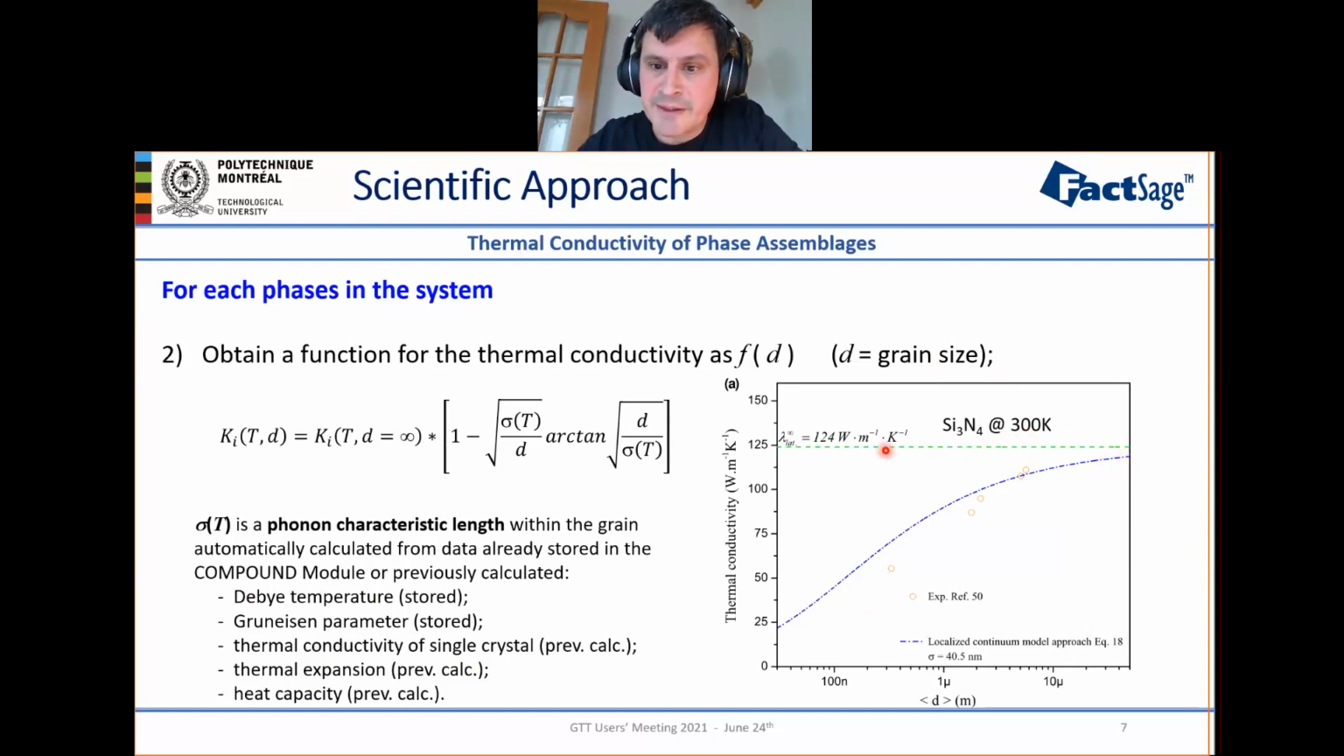Here you can see the case of silicon nitride at 300 degrees Celsius. When the grain size is infinite, you get the green line. And when you take into account the grain size with this function, you get an important deviation, which can halve or even lower the value of the thermal conductivity. It takes into account the grain size, the corrective term, and the sigma t function, which is a phonon characteristic length, which is computed with data that we already have or calculated previously, like the Debye temperature, the Gruneisen parameter, or the thermal conductivity of the single crystal, thermal expansion and capacity of the phase.